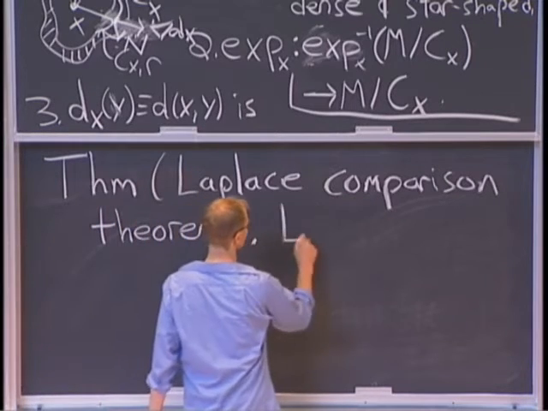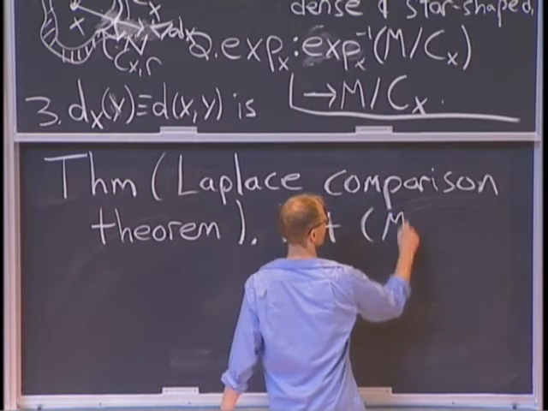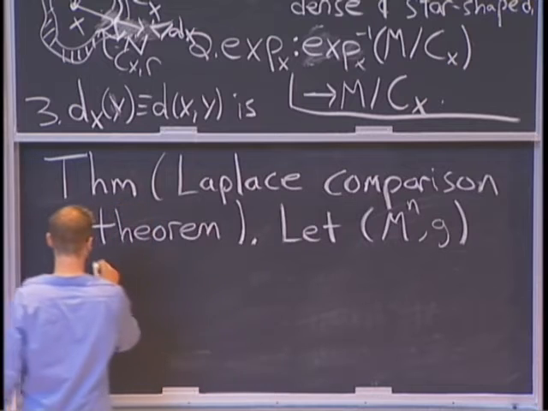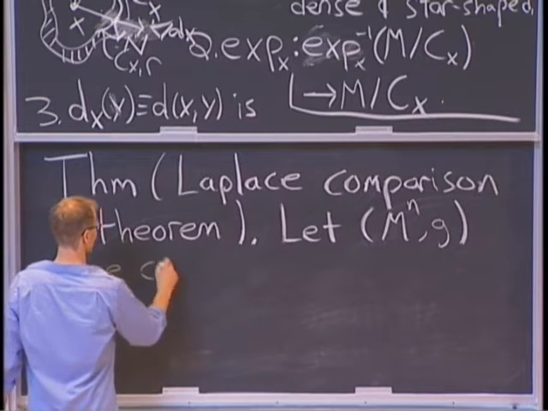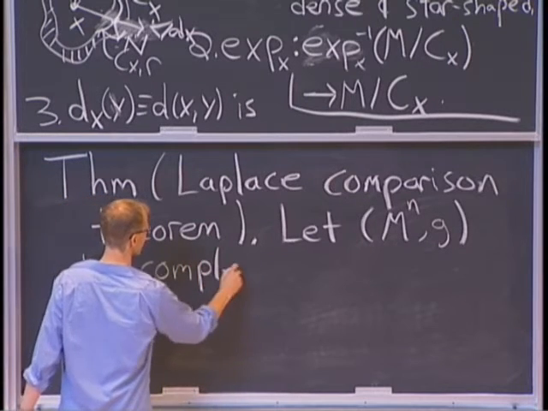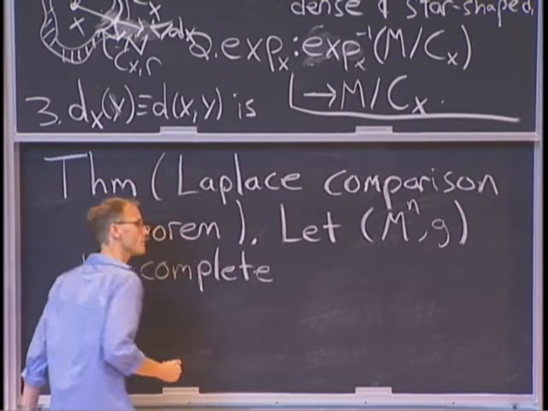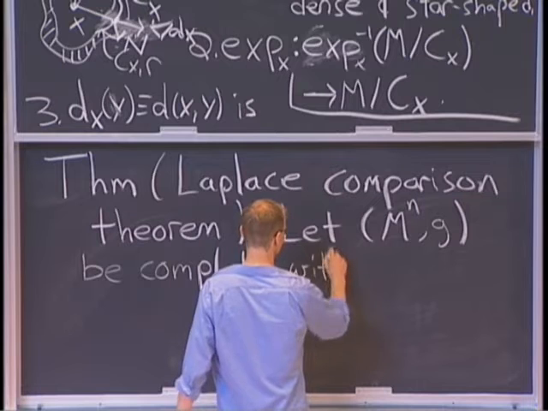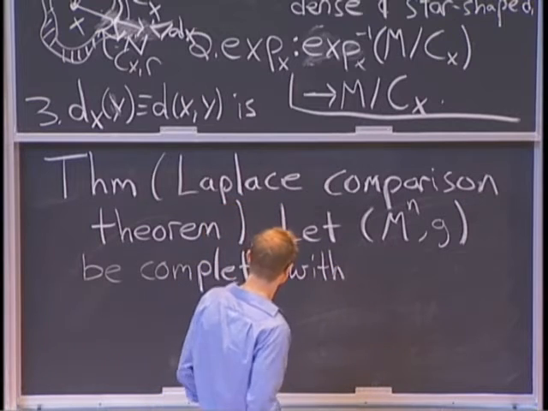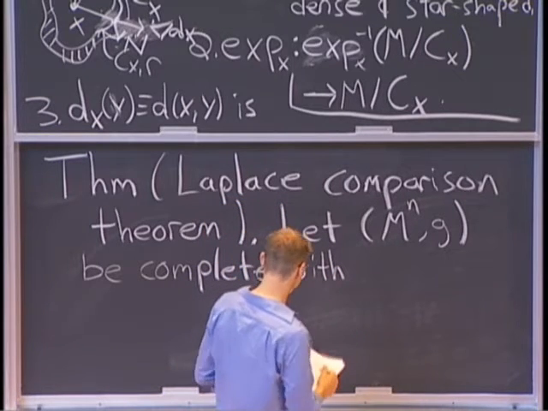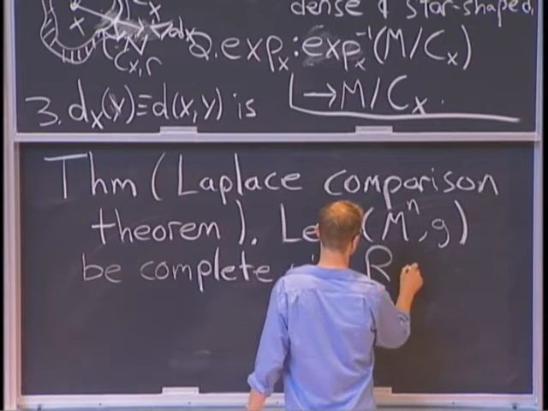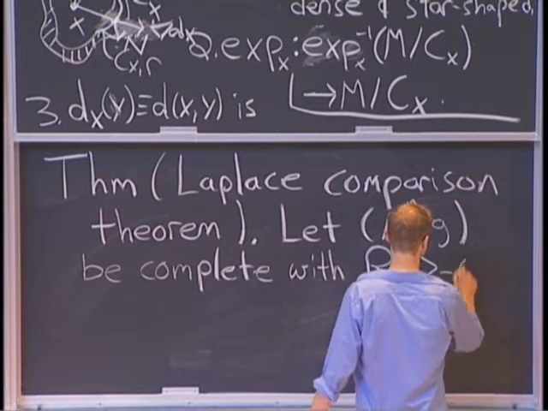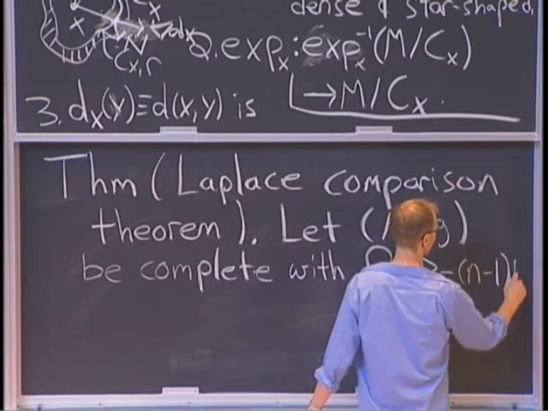So let's let (M, g) be a complete manifold. Remember, that can mean either geodesically or metrically. They're the same thing. And let us assume the Ricci curvature has a lower bound, bounded from below by minus (n minus 1) times k.